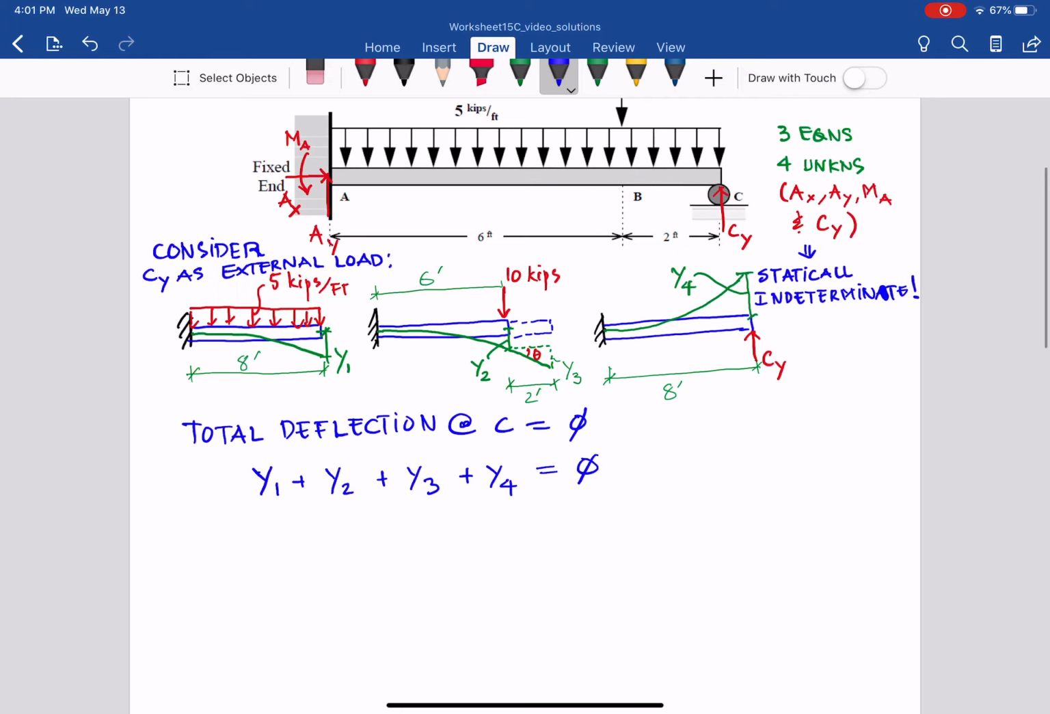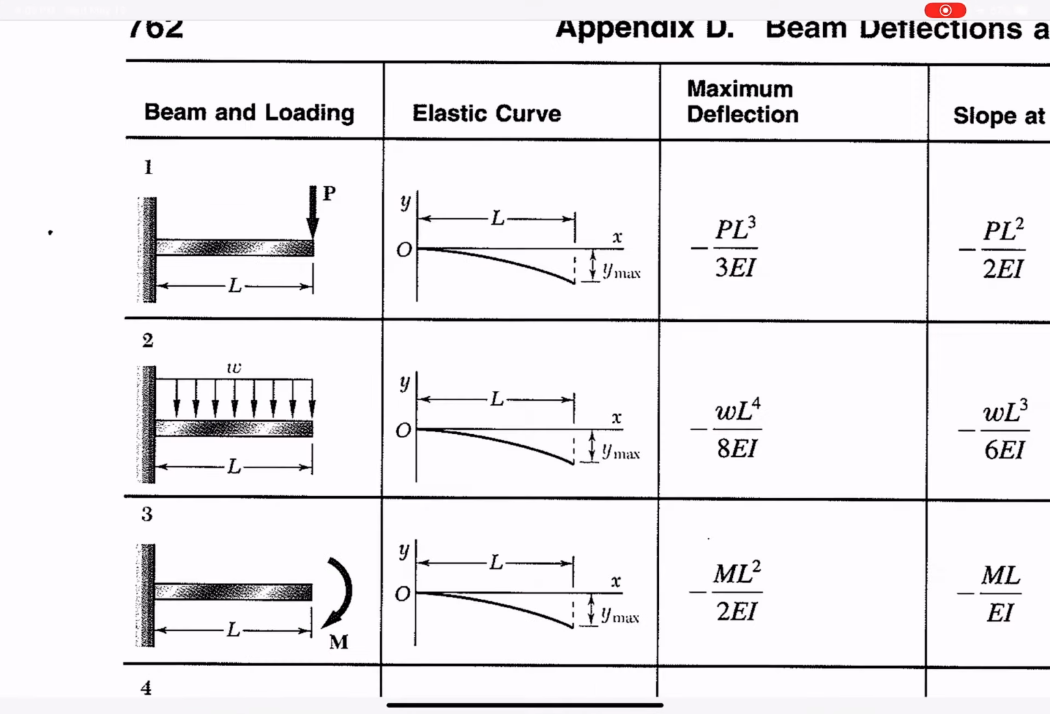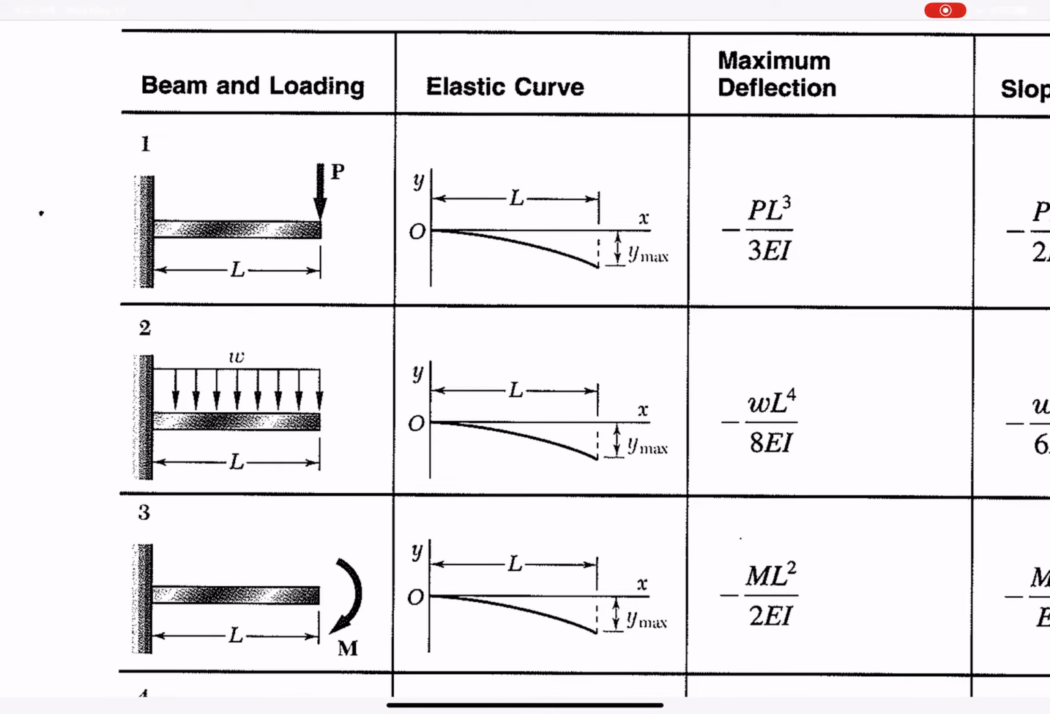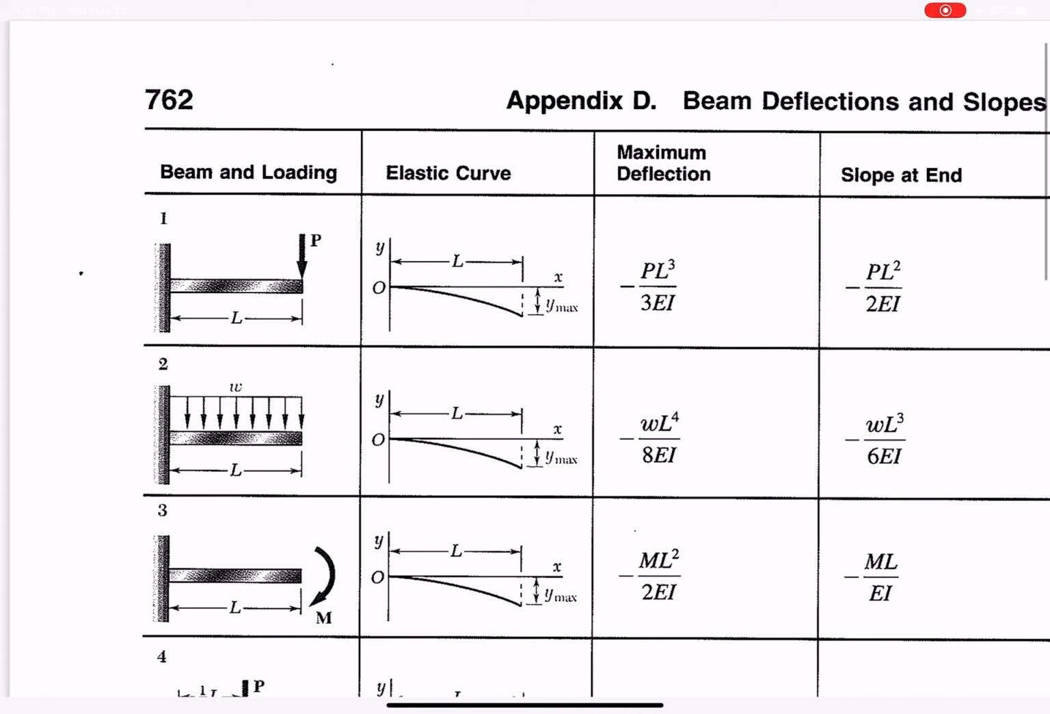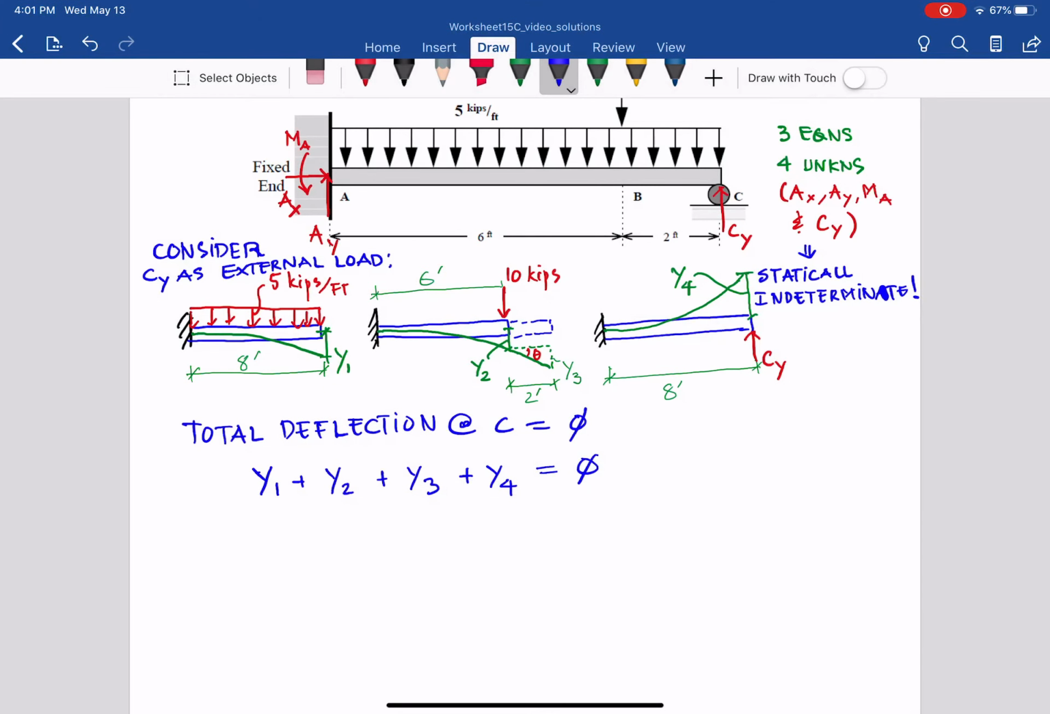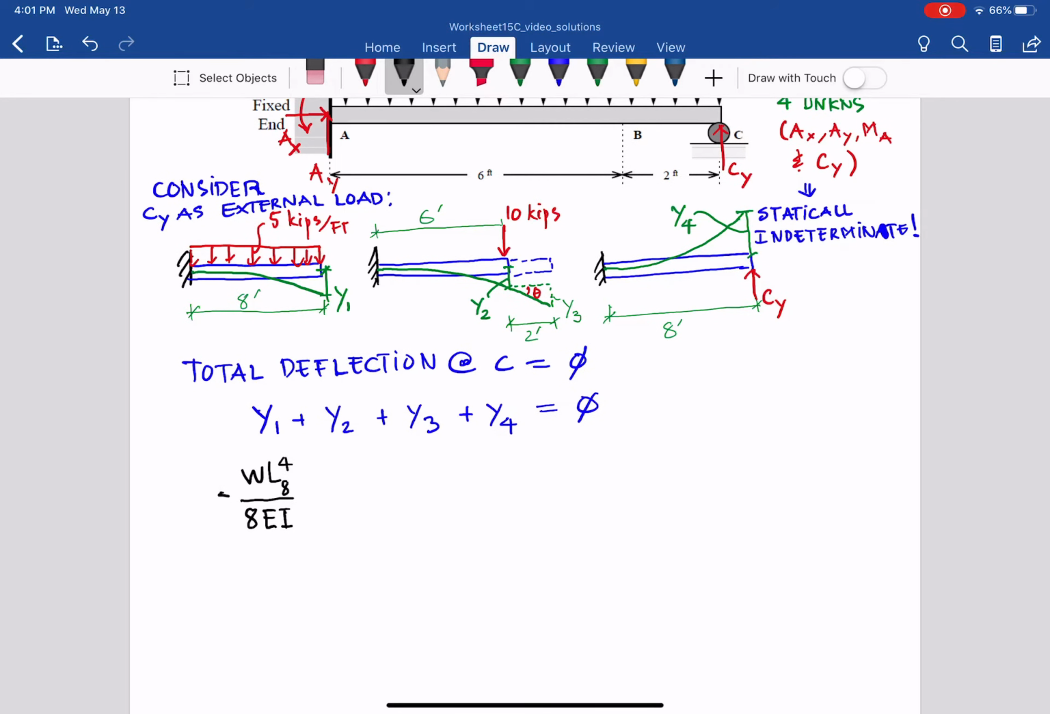So the first one, what do we have? 5 kips per foot, y1 equal to what? Go back to this. We can apply exactly that figure 2, and the deflection is negative WL^4 over 8EI. So the first one equals negative W L, and in this case 8 feet to the 4 over 8EI. Y2 will be the same, but the L is only 6 feet.